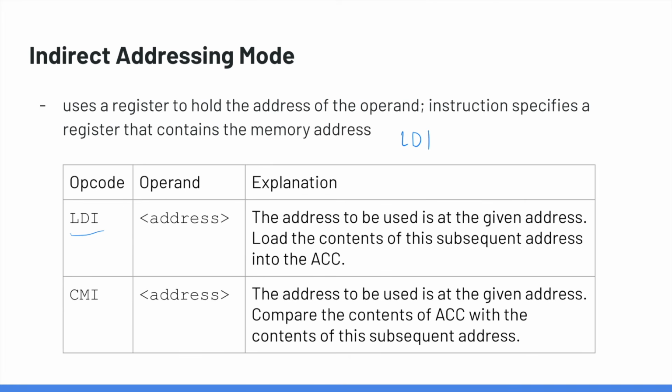So you might have LDI and then the address 165. It says the address to be used is at the given address. Load the contents of this subsequent address into the ACC. That means that we would go to 165 in our memory, and there we might have another address like 105. And then we would get the data at this address and then send that to the ACC. So you can see why it's indirect.